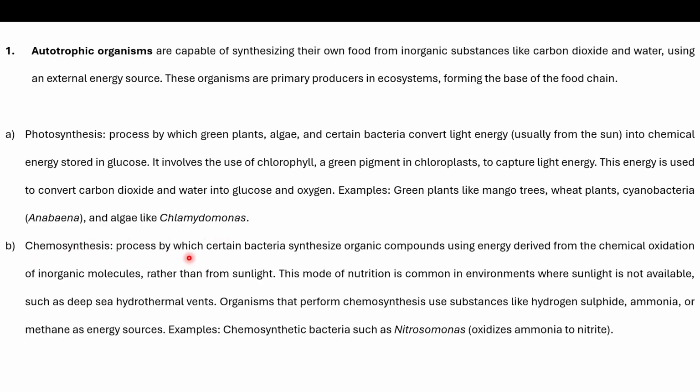Then there's chemosynthesis, the process by which certain bacteria synthesize organic compounds using the energy derived from the chemical oxidation of inorganic molecules rather than using sunlight as the source of energy. This mode of nutrition is common in environments where sunlight is not available, like deep sea hydrothermal vents. Organisms that perform chemosynthesis use substances like hydrogen sulfide, ammonia, or methane as energy sources. Examples are chemosynthetic bacteria like Nitrosomonas, which are also involved in the nitrogen cycle. It oxidizes ammonia to nitrites.